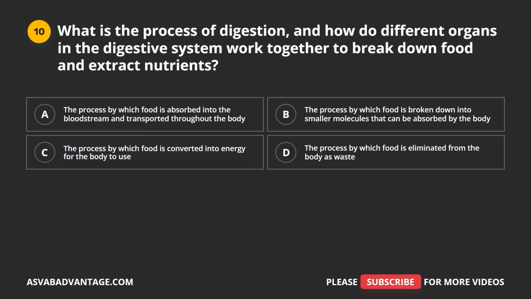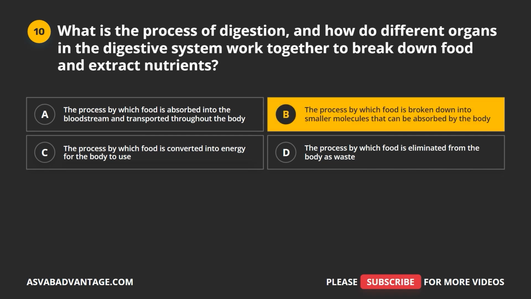The correct answer is B. The process by which food is broken down into smaller molecules that can be absorbed by the body.